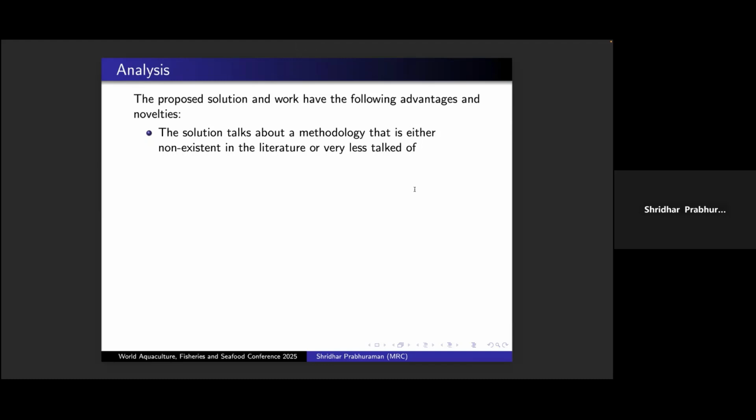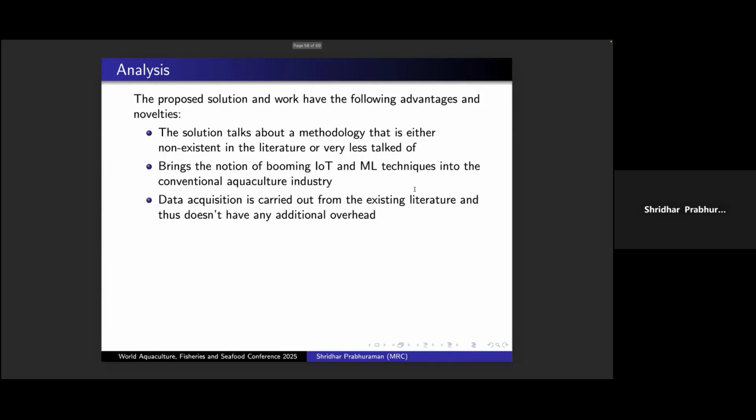So the proposed solution and work have the following advantages, in terms of the novelties and in terms of what has happened in the past and what we are doing. This current methodology is either non-existent or very little talked about in the literature. The literature covers the impact of individual parameters on the growth of the shrimp, for example, the effect of temperature or the effect of stocking density and so on. But there is no one particular model which combines all of them together and provides a real world usable model. So that's the notion behind this work.